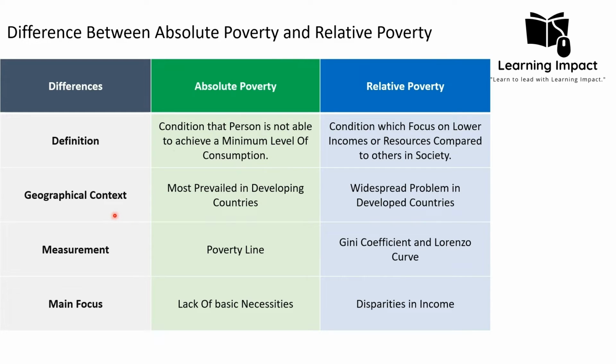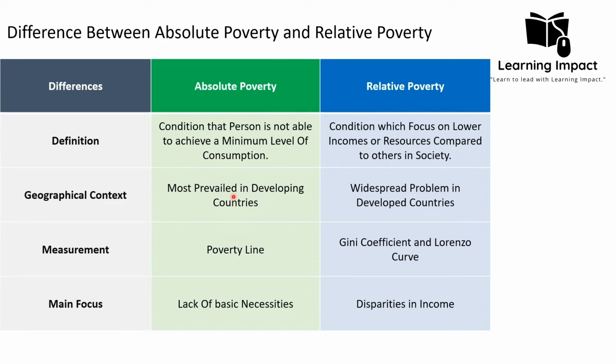Now, what is the geographical context? Absolute poverty mostly prevails in developing countries, while relative poverty is a widespread problem in developed countries. Now, when we say that absolute poverty mostly prevails in developing countries, it doesn't mean that there is no space for relative poverty in developing countries. Absolute and relative poverty both exist in developing and developed countries, but in case of developing countries, the most prominent poverty, or the poverty from which the major section of the population is suffering, is absolute poverty. In case of the relative one, it is more spread in developed countries.